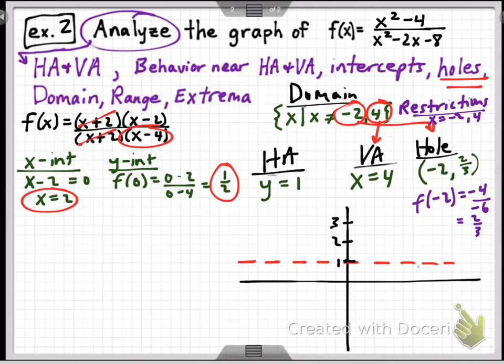We can clearly see that y equals 1 is the vertical asymptote, and then we know that x equals 4 is the horizontal, or I think I just said vertical. So the y equals 1 is the horizontal asymptote. The x equals 4 is the vertical asymptote.